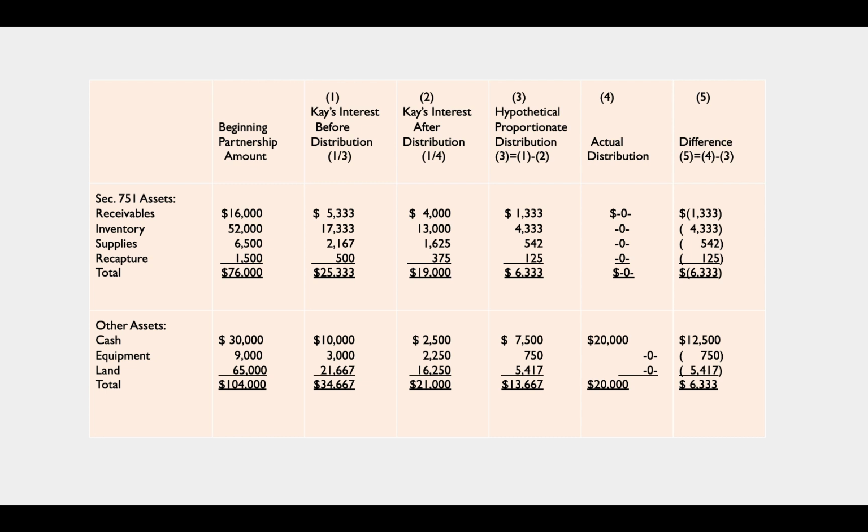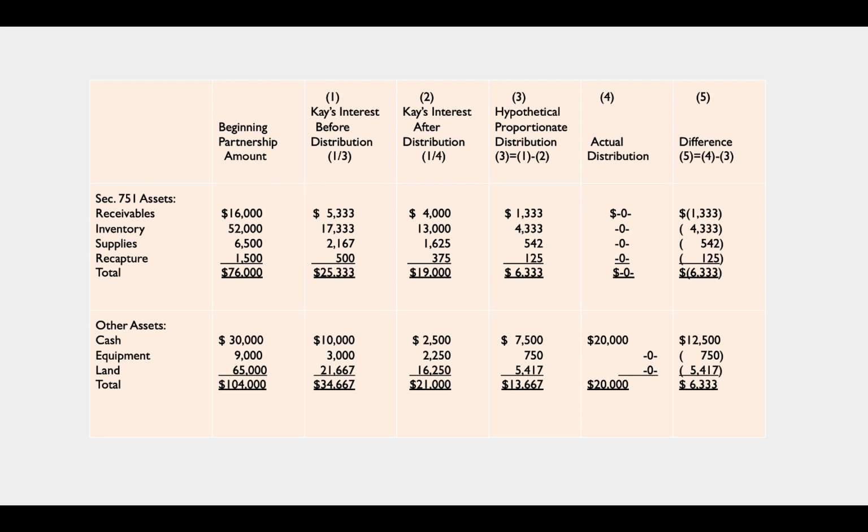So of all of these assets, we allocate her share in each of these columns. So of the receivables, we literally divided it by 3. 16,000 divided by 3. We went all the way down the column and did that for every asset. This was her interest in these assets before the distribution when she was a 1/3 owner.